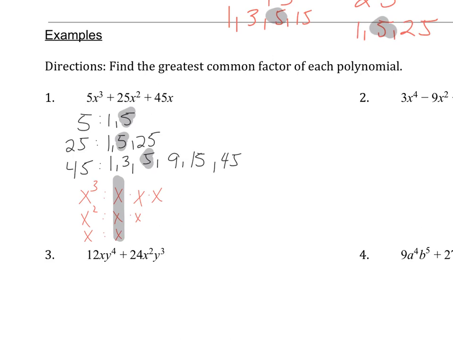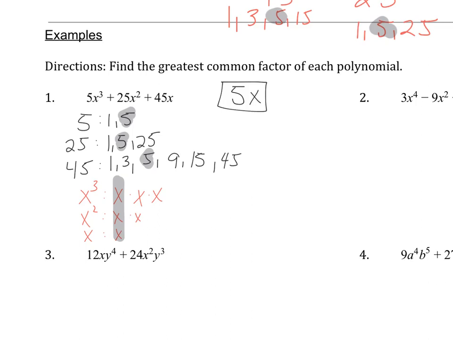would just be x. So if I was to write the greatest common factor for this polynomial, it would be 5x. And that would be my greatest common factor. So the 5 is coming from the numbers, x is coming from the variables, and I'm good to go there.